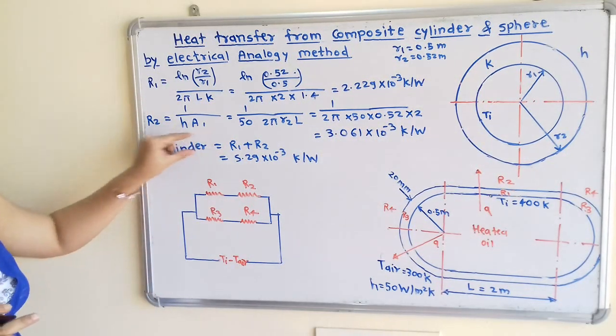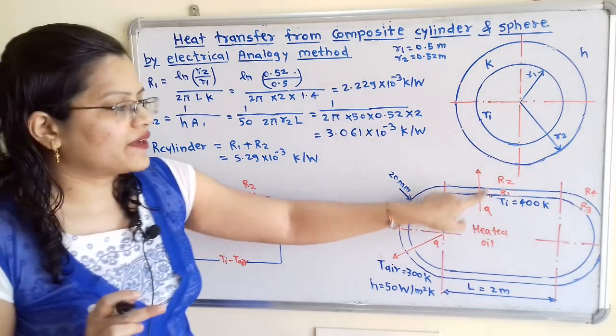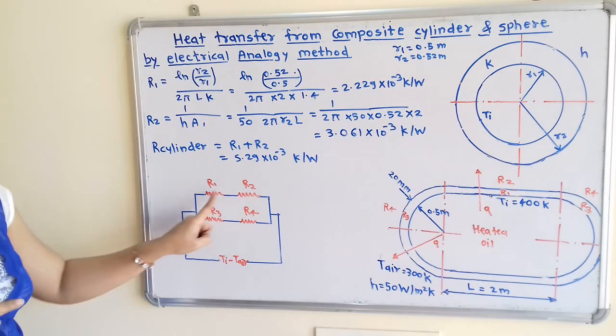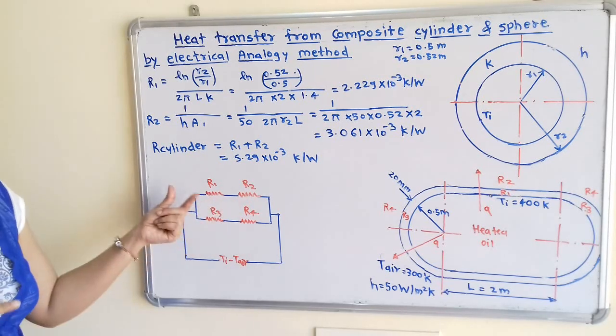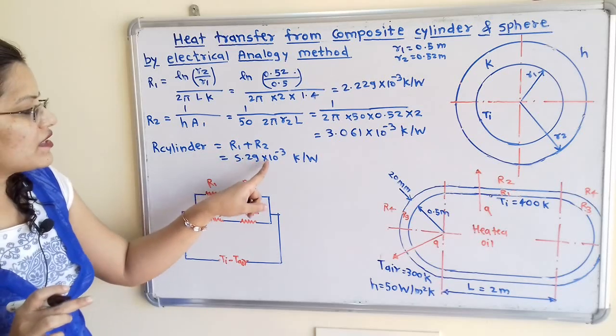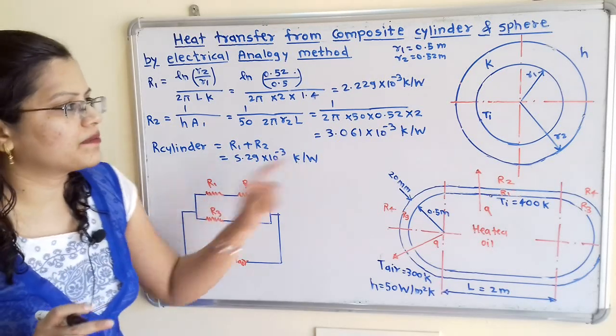So what is the total resistance of the cylinder for the heat transfer? That is R1 plus R2, because these two resistances are in series. So we take R1 plus R2, which is 5.29 into 10 raised to minus 3 Kelvin per watt.